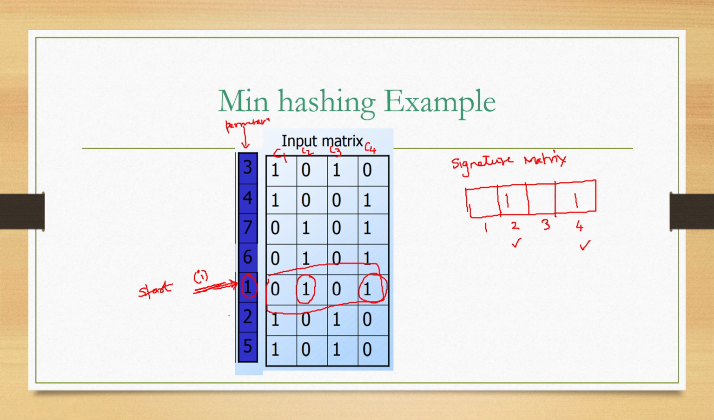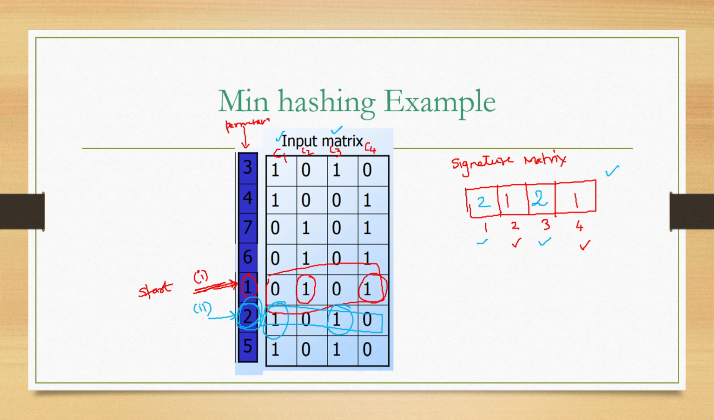Next, we consider the second row. Now this is our second row according to this permutation, and this will be the row under consideration. Now it has 1 under C1 and C3. So for 1 and 3, we will write this number 2 because this is the second row we are considering in this matrix. So corresponding to this permutation, this is the signature that is obtained.